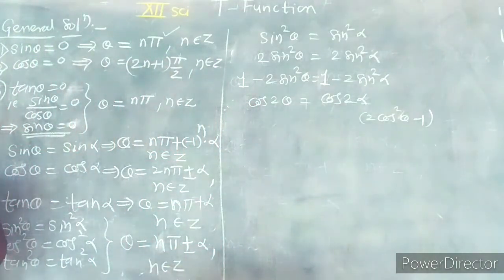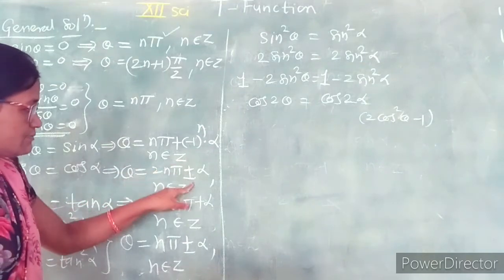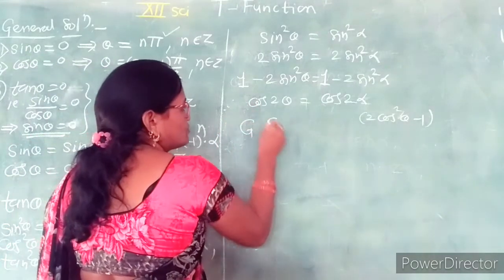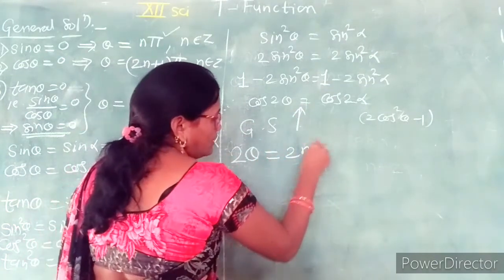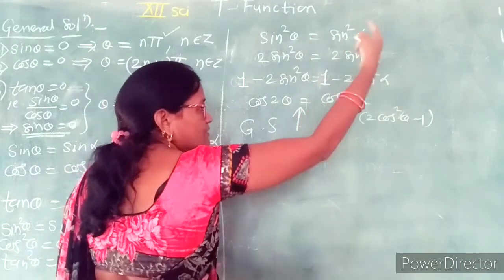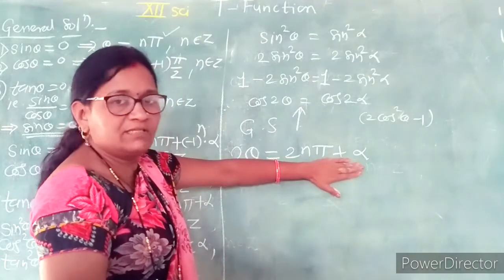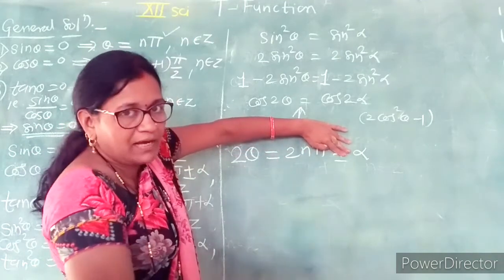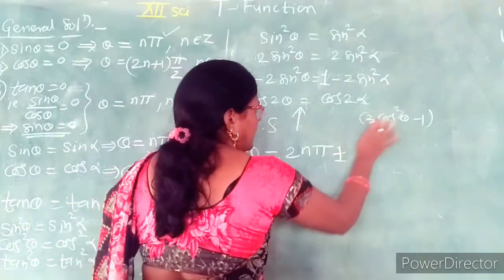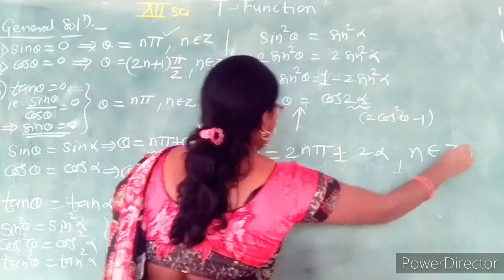Now you can use the general solution. If cos theta equal to cos alpha, then the solution is theta equal to 2n pi plus minus alpha. So here the general solution of this trigonometric equation, 2 theta is equal to 2n pi plus minus 2 alpha. Cosine ratios are positive in the first and fourth quadrant. So for the first quadrant, an even multiple of pi plus, and for the fourth quadrant, an even multiple of pi minus. Here that angle is 2 alpha, where n belongs to Z.